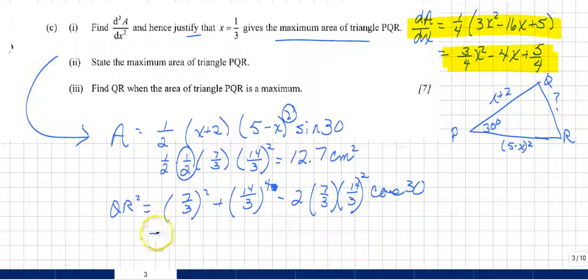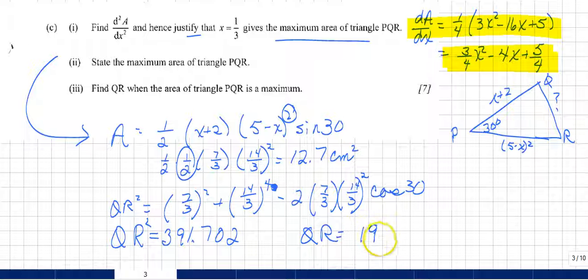Okay, so to find QR, just go to your calculator, punch all that junk in. So we get QR squared equals, I got 391.702. Therefore, QR is the square root of that, which is 19.8. And that is the length of a side. So centimeters are our units. And we are done with how many marks on this part? 7 marks. Okay, and that is the end of problem number 10.